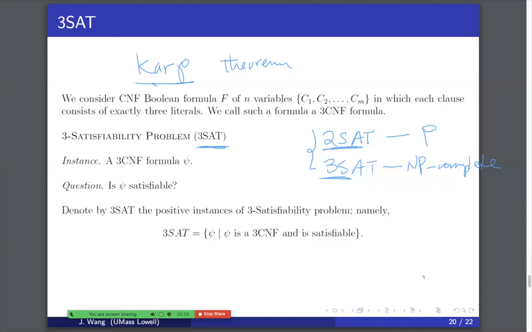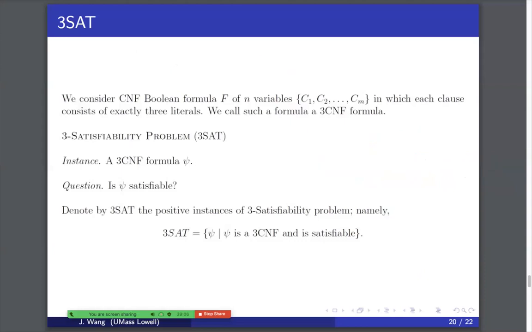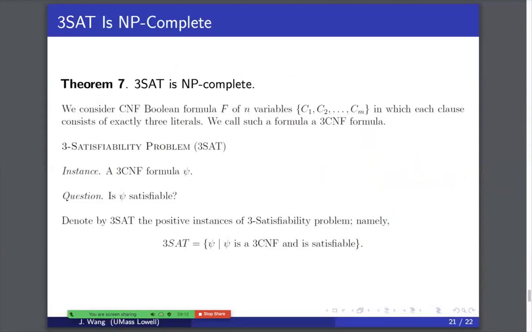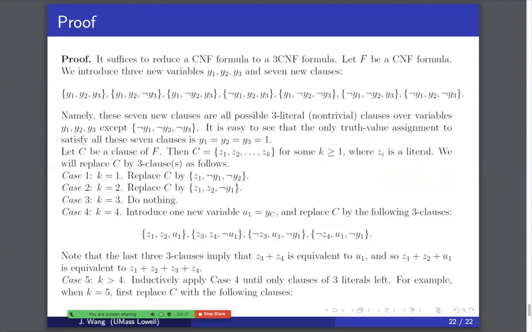Anyway, let's look at this proof. Again, this proof is not presented in your textbook. I present a different proof, which I think is much easier than the one in your book. Now let's see it. It's basically only a one-page proof. What we are going to do is reduce a conjunctive normal form formula to 3CNF. That means we're going to reduce SAT to 3SAT.